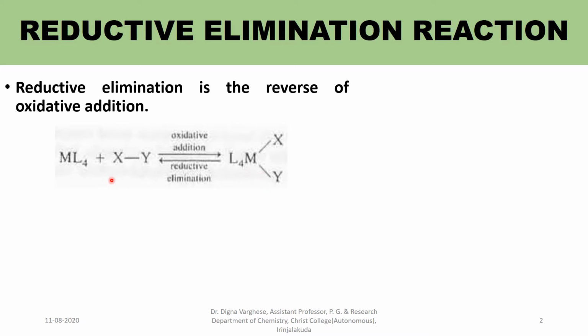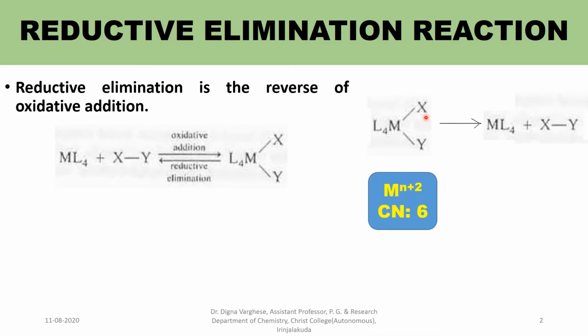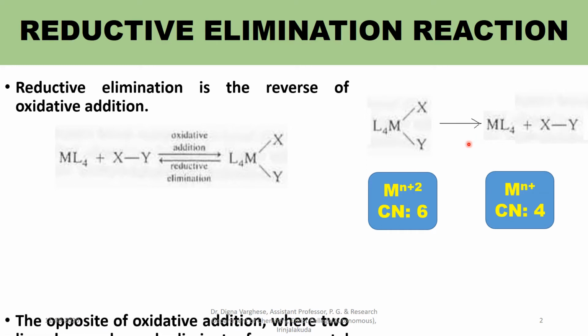Just the reverse of this reaction is known as reductive elimination reaction. That is, L4MXY giving ML4 plus XY. By this reaction, the coordination number here is 6 and the oxidation state is M(n+2). That is reduced by the reductive elimination reaction by 2 units to M(n), and the coordination number decreased by 2 units to 4. This reaction is actually known as reductive elimination reaction.